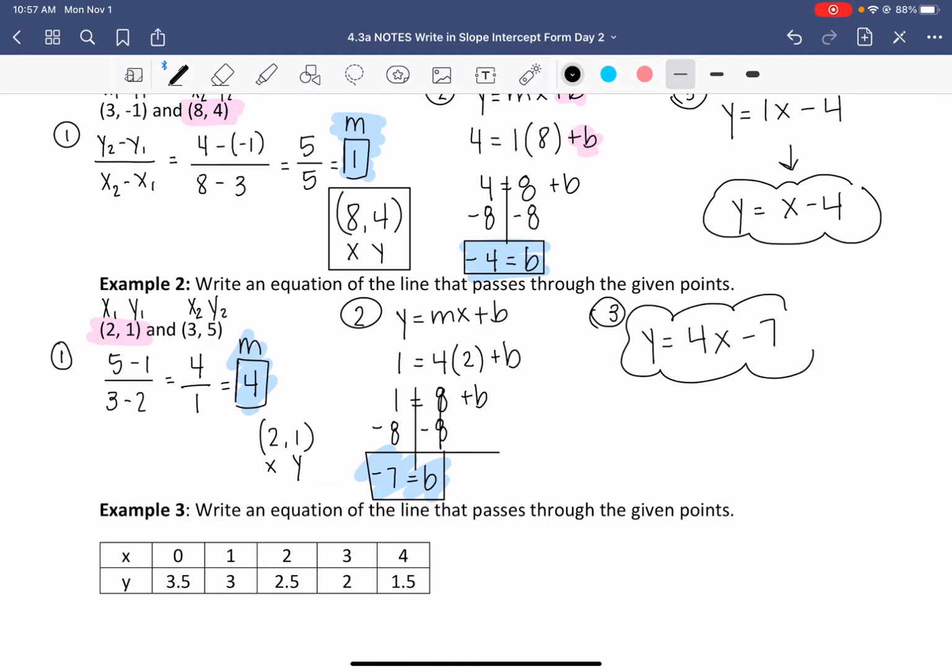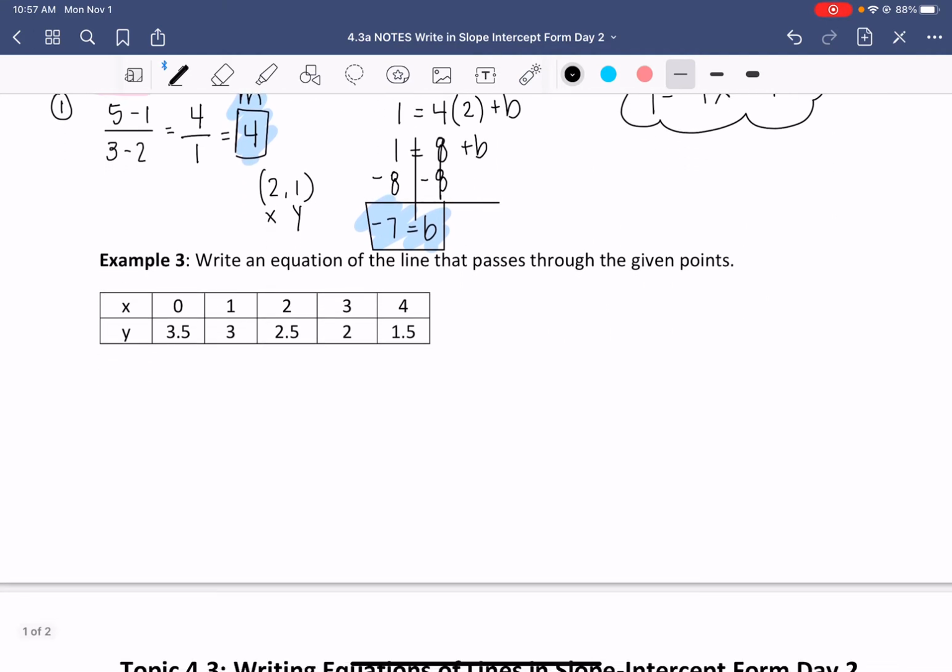All right. So I want you to do this one right here, and you can use any 2 points. I suggest using (1, 3) and (3, 2). You can use any of them, but I suggest using (1, 3) and then (3, 2). The answer to this will be on Google Classroom or on the copy of notes. All right.